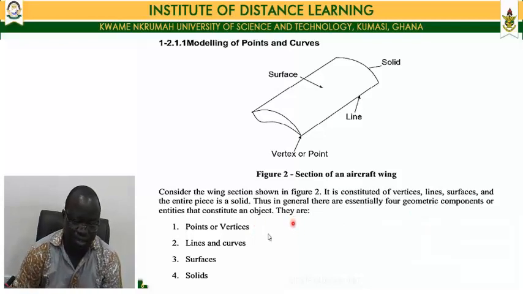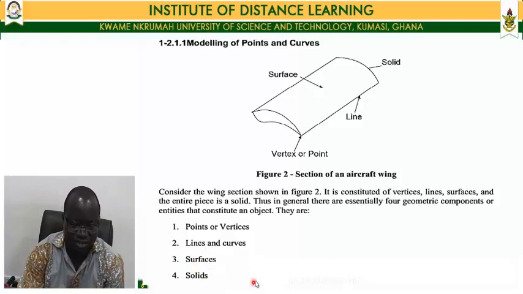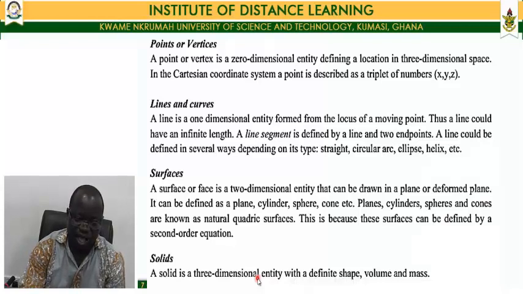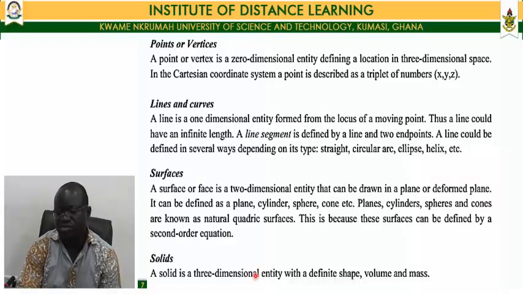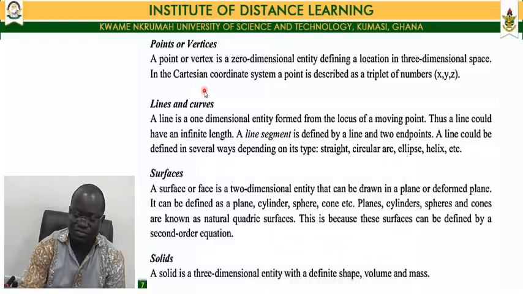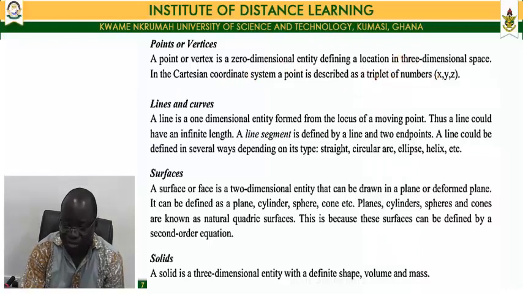Now, when we take each of these geometric entities, we can attempt to define them. What is a point or a vertex? We basically describe a point, or a vertex, as a zero-dimensional entity. A point has no dimension, and what a point does is define a location in a three-dimensional space. So in a Cartesian coordinate system, a point can be described as a triplet of numbers, x, y, and z.